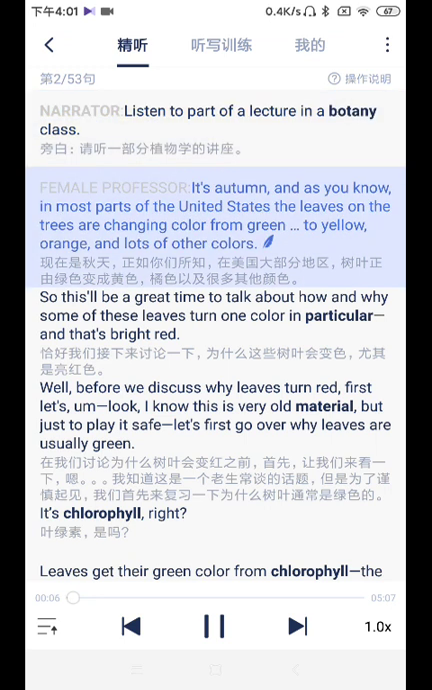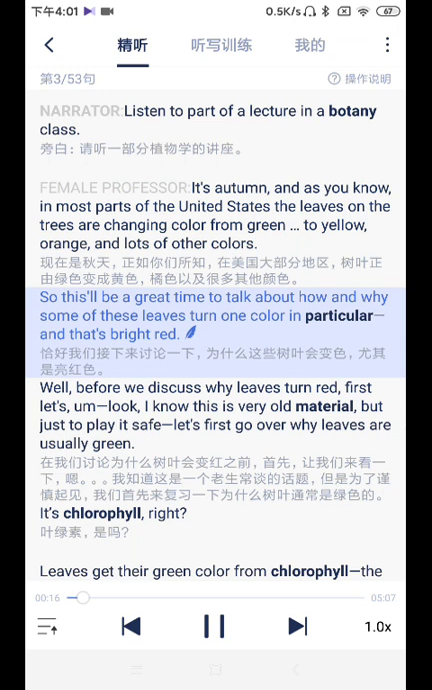It's autumn, and as you know, in most parts of the United States, the leaves on the trees are changing color from green to yellow, orange, and lots of other colors. So this will be a great time to talk about how and why some of these leaves turn one color in particular, and that's bright red.